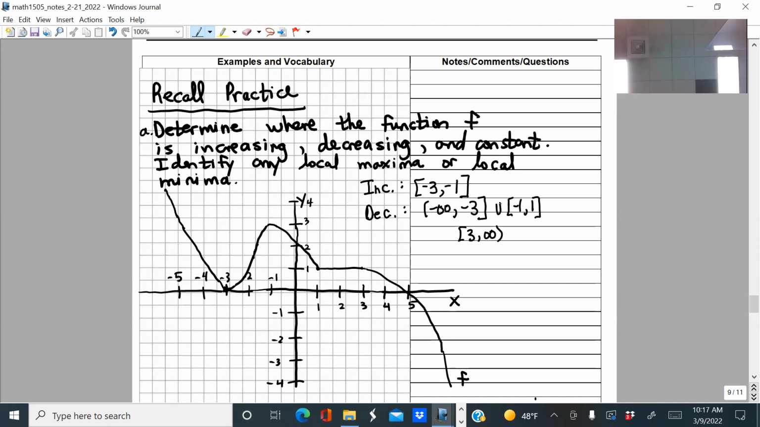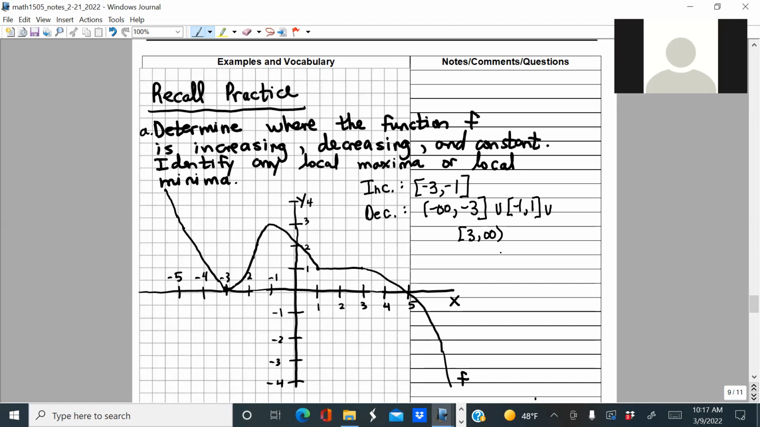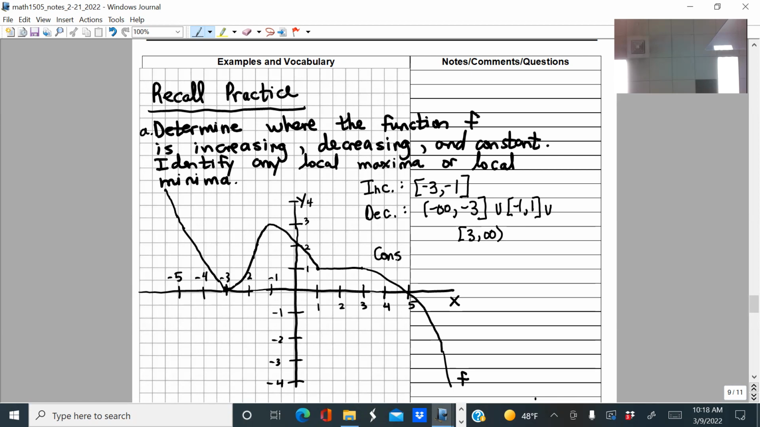So it's decreasing in several places, right? And so we'll combine those intervals with our union operation, right? So we get technically one set. When you combine these intervals with the union, you get one big set. And there it is. Okay, so this curve now does have a place where it's constant.